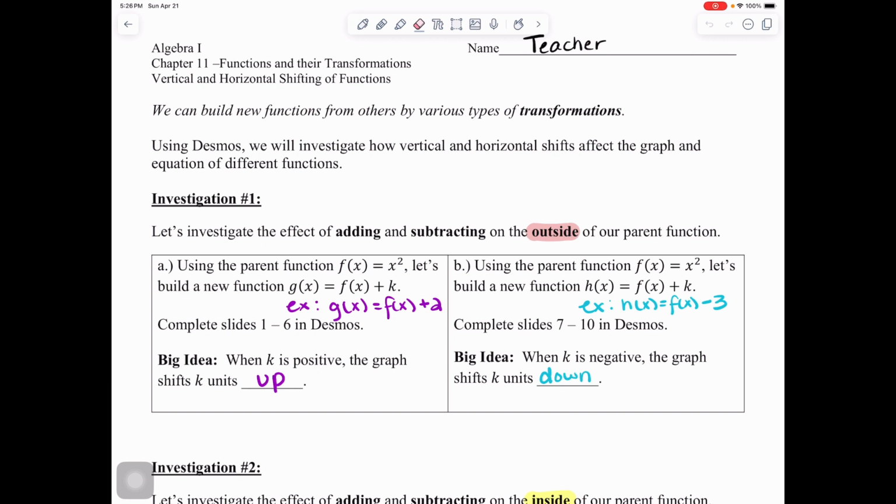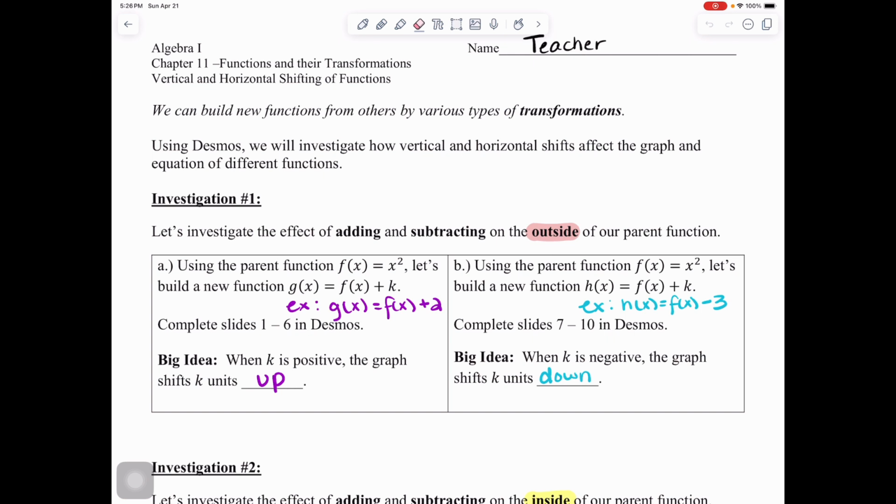In investigation 1, you added and subtracted on the outside of the parent function. You used f of x equals x squared in both cases, and you were either adding a positive number on the outside or adding a negative number on the outside. So you were adding or you were subtracting. Again, you see that I have highlighted outside. You might want to do the same thing.